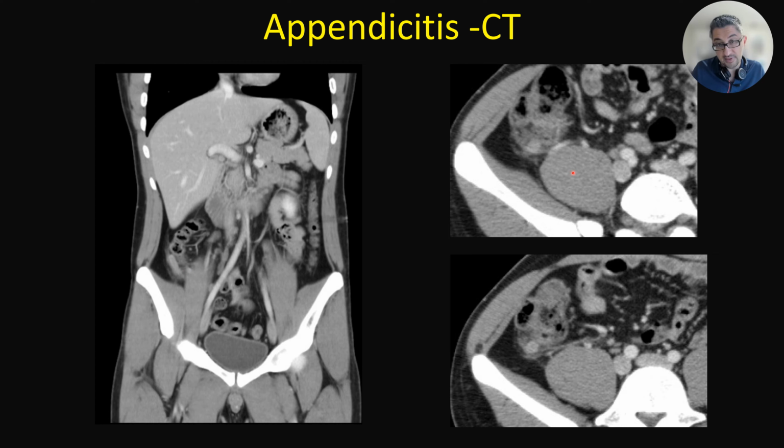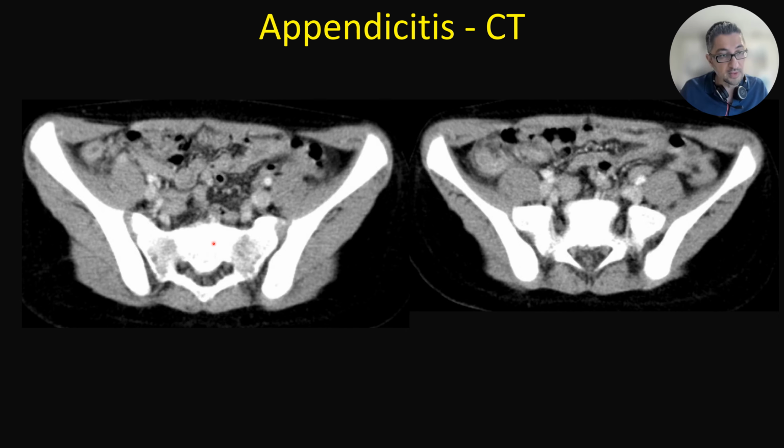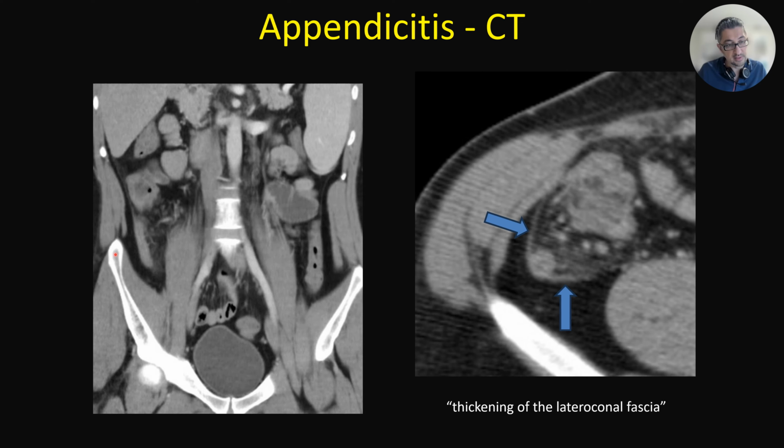There is fat stranding around it, and the diagnosis is clear in this case. Another appendicitis, in the right lower quadrant we see this inflamed appendix, the wall is thickened, there is surrounding fat stranding. This is appendicitis.